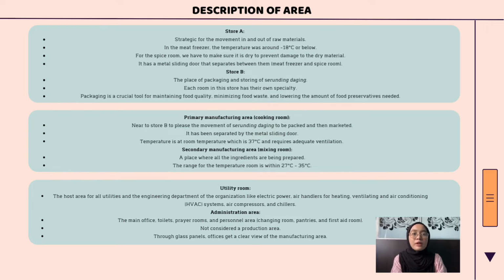Next, the primary manufacturing area or cooking room, which is the orange one, was located near to the store B to ease the movement of serunding daging to be packed and marketed. It has been separated by a metal sliding door. The temperature is at room temperature, which is around 37 degrees Celsius, and requires adequate ventilation.